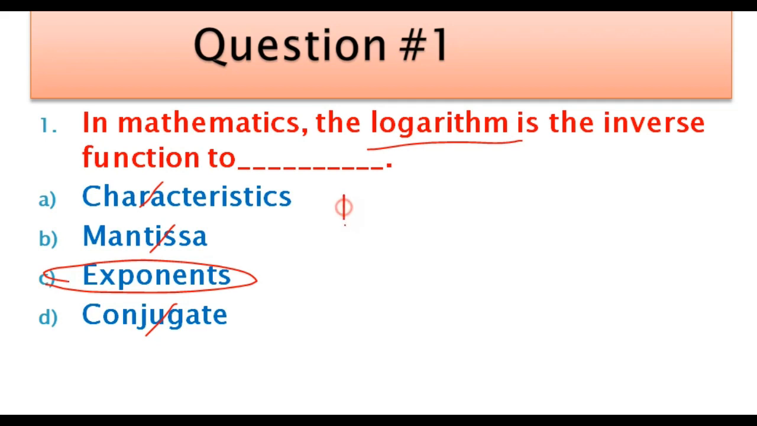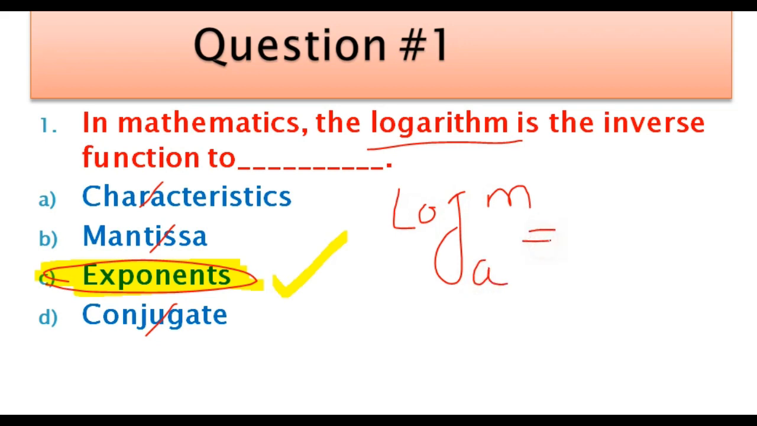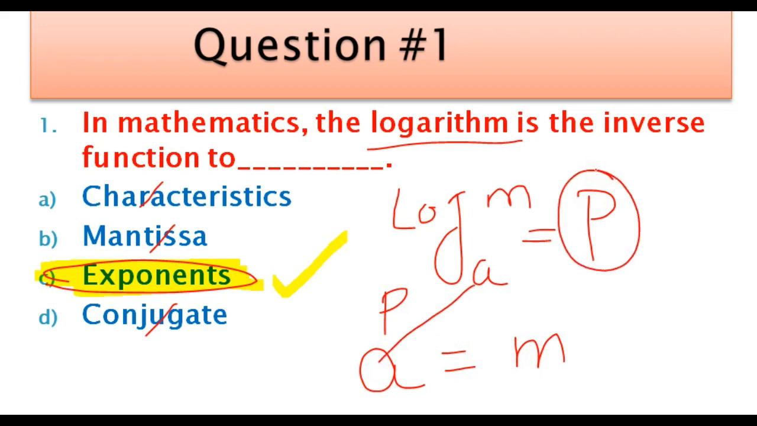So we can write it down as if log m to the base a is equal to p, then it can be written as a raised to the power p is equal to m. So base will remain as base and this becomes power and m will be after equal to. So in short, logarithm is an inverse function of exponents. We can write logarithm in the form of exponents and exponent can be written as in the form of logarithm.